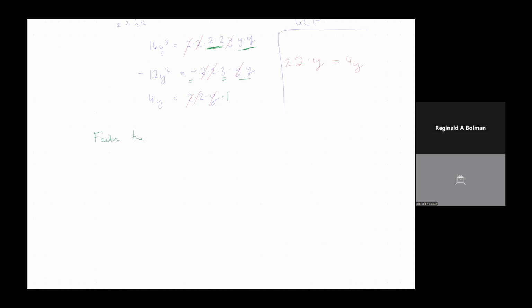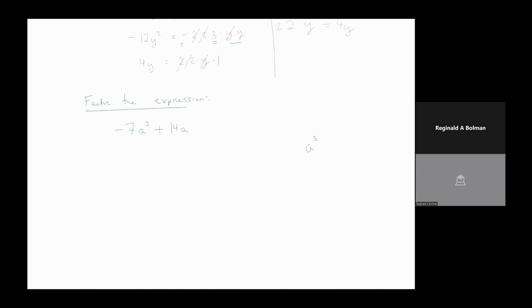One last example. You're going to be given a problem: factor the expression. You'll be given something like negative 7a cubed and 14a. And the question is, what can you do with this? Well, to factor the expression, all we're going to do is try to essentially expand out each of the terms.